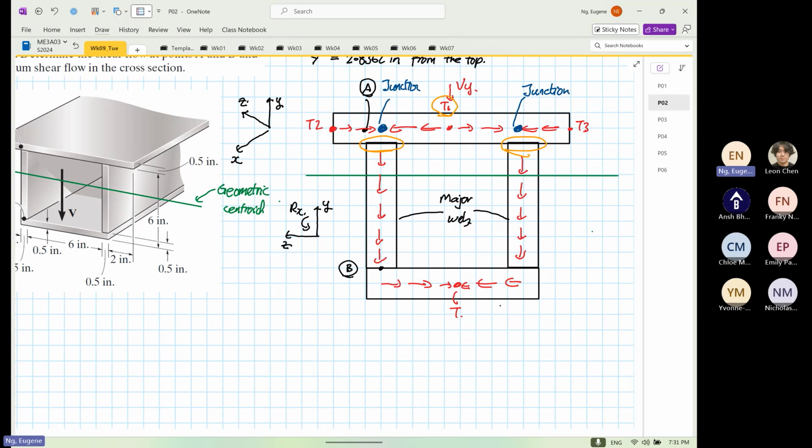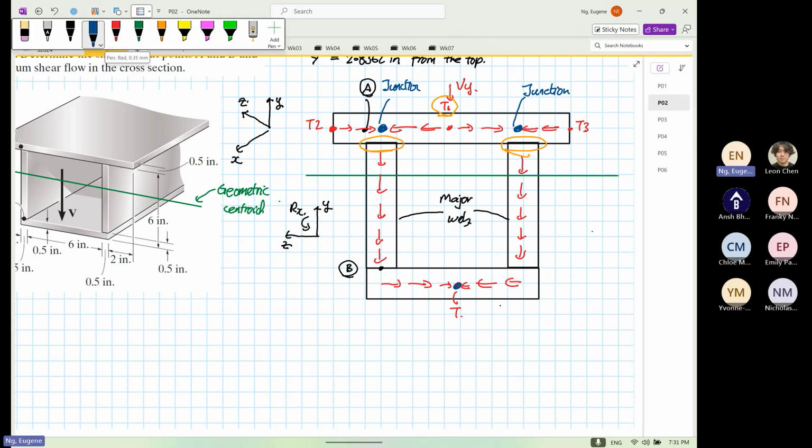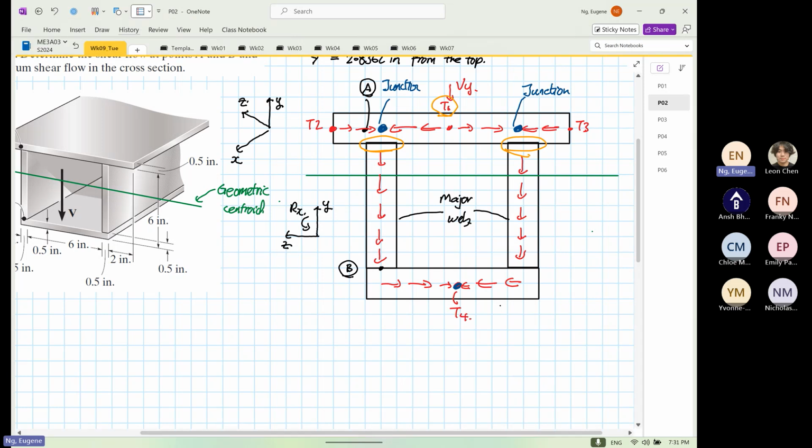It flows down into the web. Okay, there is a direction. Whereas a terminal, okay, a terminal is where the shear flow has absolutely nowhere to go. Then we call it a what? A terminal. Terminal means end, right? Okay.